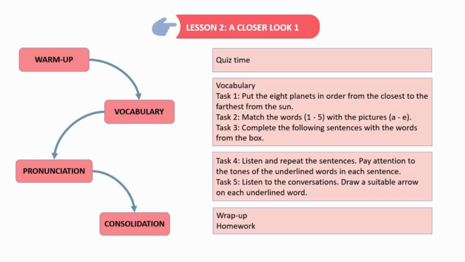And the next part is pronunciation. You will learn about the rules to use intonation when making some lists, and then you will practice with 2 exercises. Then we finish the lesson. First, let's do the quiz.